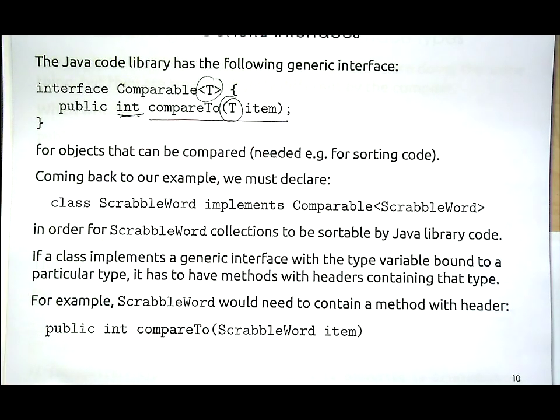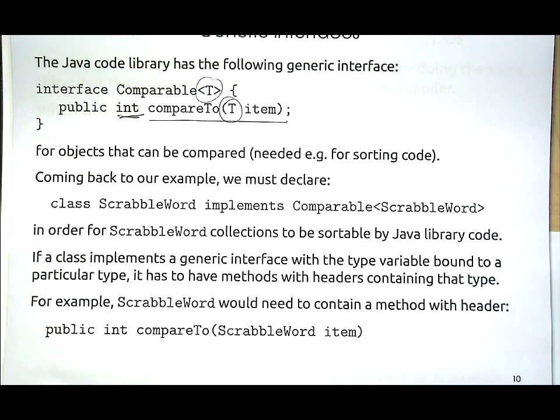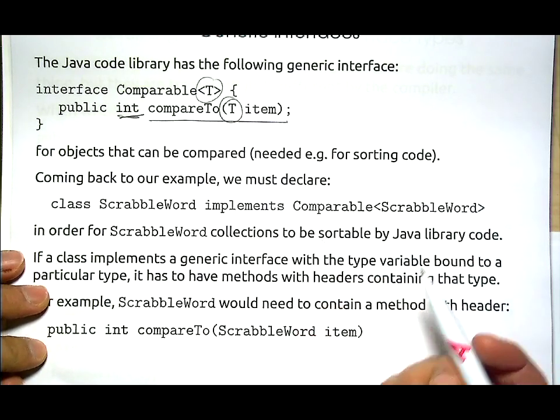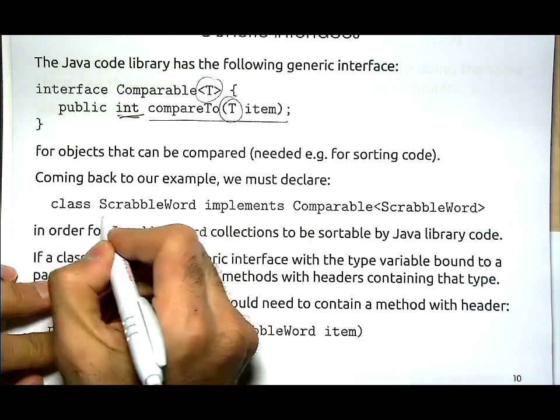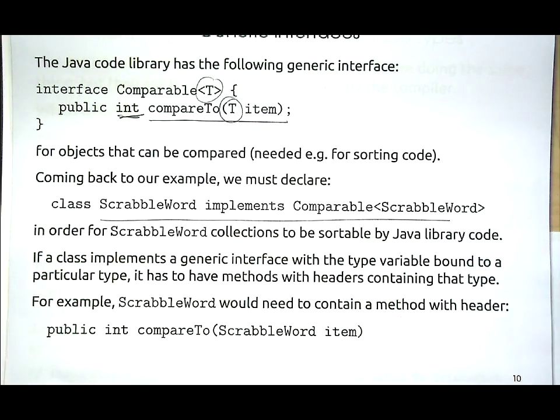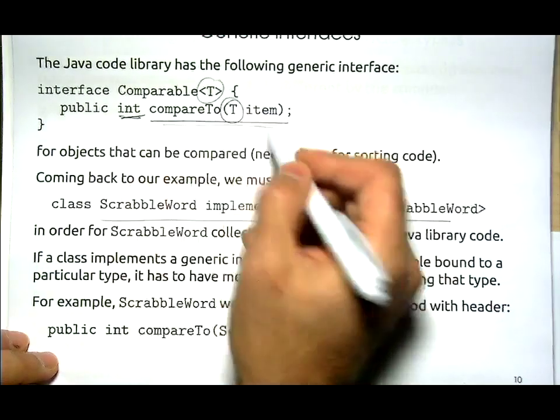This is needed, for instance, if you want to run code that sorts array lists of these things, or lists of these things. Actually, Java itself has a sorting algorithm for collections using this Comparable interface. So coming back to our example, we had ScrabbleWord, and we can actually compare ScrabbleWord objects, by getting the price and comparing the prices. If you want ScrabbleWords to be comparable, then you have to say that it implements Comparable, and then inside the code, you make sure you implement this method.